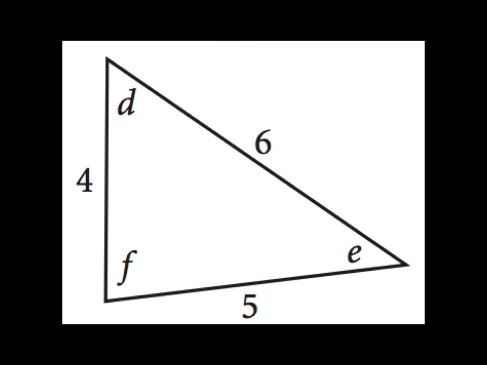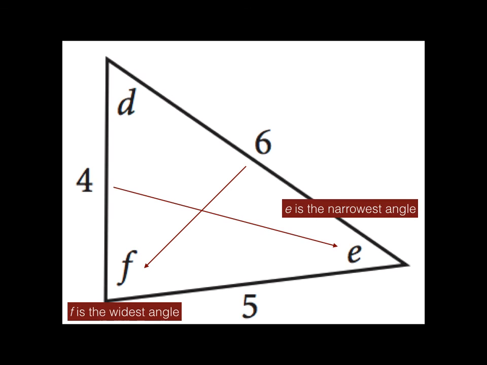Turning it around the other way, I see 6 is the largest side, so therefore F has to be the biggest angle. 4 is the smallest, so therefore E would be the narrowest angle, or the smallest angle.